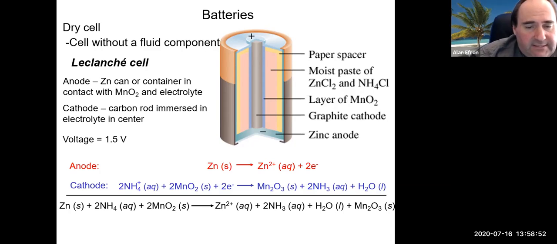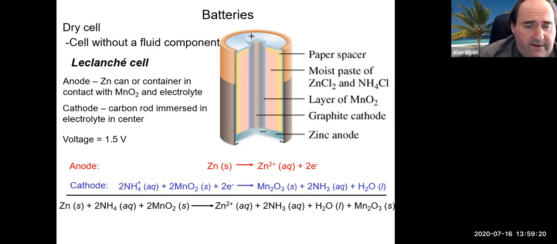The voltage for this type of cell, no matter what size you get, they come in C's, D's, double A's, triple A's, they all have really the same voltage. They all give 1.5 volts. But the difference is obviously in the size. So different sizes have the potential to last longer and allow this reaction to occur longer.